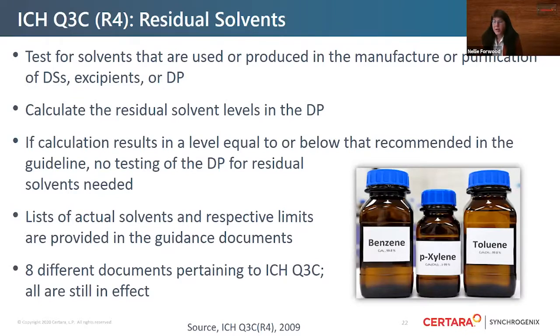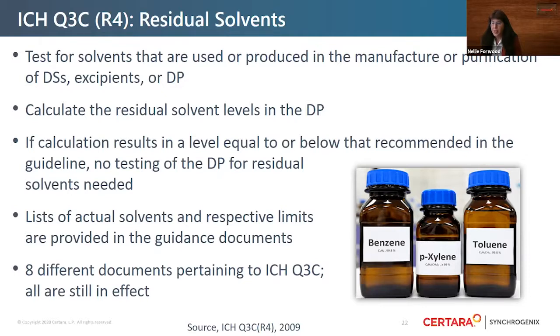ICH Q3C talks about residual solvents. In addition, for your residual solvents, you're going to need to do fate and purge studies to determine the fate of each of the solvents utilized in your synthesis process. It's only necessary to test for solvents that are used or produced in the manufacture or purification of your drug substance, your excipients, or your drug product.